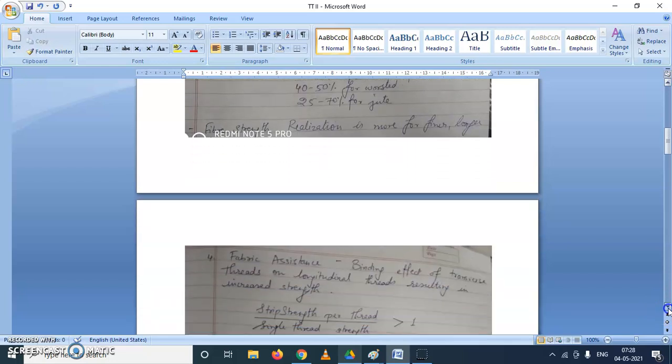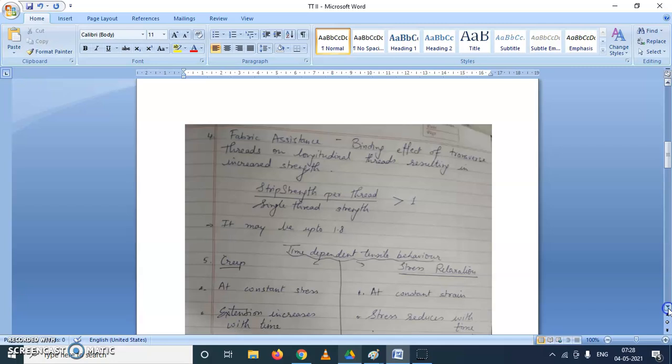Next term we need to understand is fabric assistance. Now this is a term related to fabric. Whenever we find the breaking load of a fabric and divide by the number of threads in that fabric strip, that will give us strip strength per thread. And if we compare it with the single thread strength, we find that strip strength per thread is always greater than single thread strength. Why is it so?